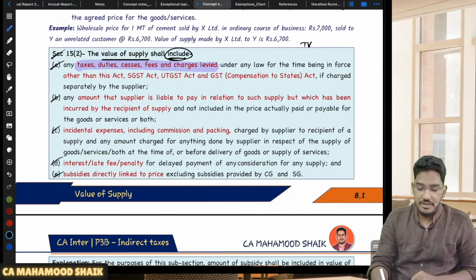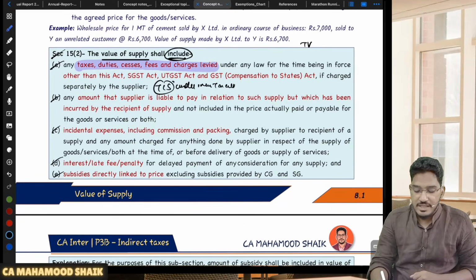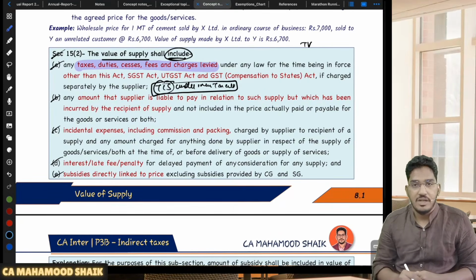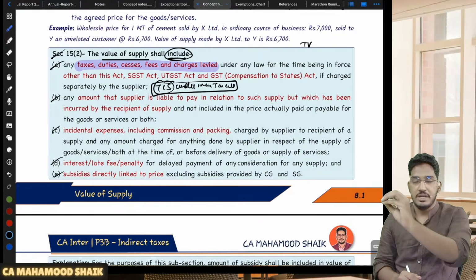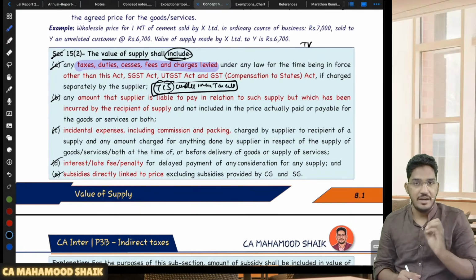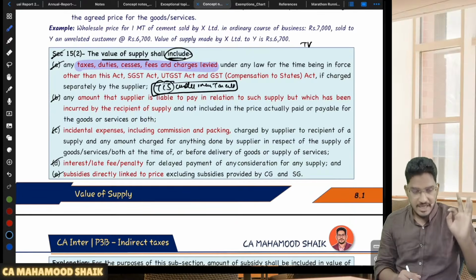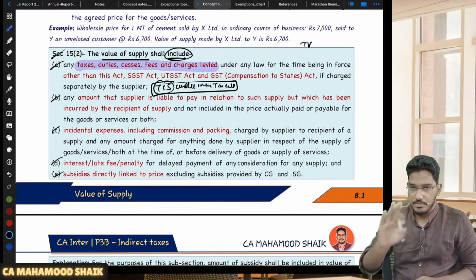Now here there is one important clarification. Sir, in some transactions, TCS under Income Tax Act will be collected by the supplier. Should that TCS under Income Tax Act also be added to the value of supply? Answer is no. There is a clarification which was recently given. So in case the supplier is collecting from the recipient the TCS under Income Tax Act, that should not be added. Why? Because TCS is not in the nature of tax, it is in the nature of interim levy. Like that, they have given one clarification. So that's why TCS collected under Income Tax Act should not be added.